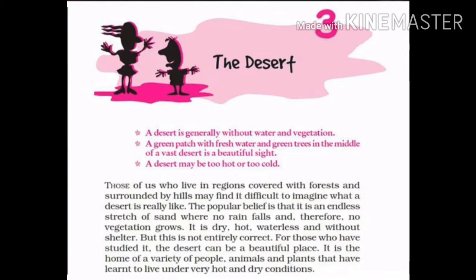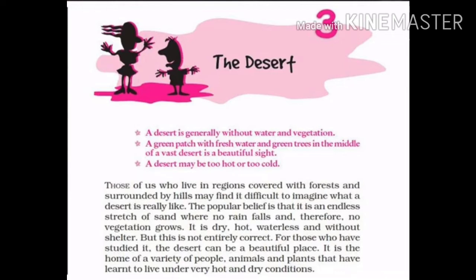But this general belief is not entirely correct because there are many people who have studied deserts. Here, studied means they have understood deserts in detail, and those people know that a desert is also a beautiful place, like a place surrounded by sea or forest areas, how beautiful it would be. Likewise, a desert is also a beautiful place. But to understand the beauty of a desert, you have to study about it. Study about it means understand about it deeply.